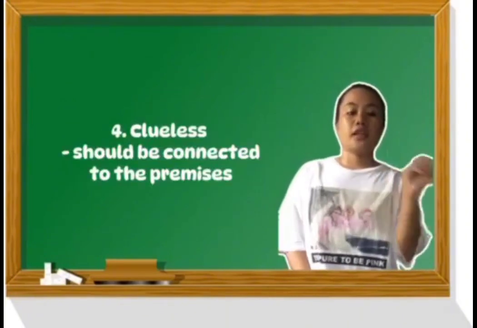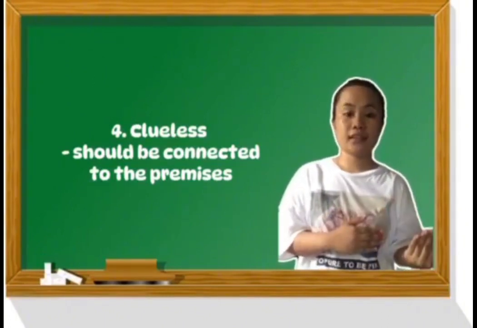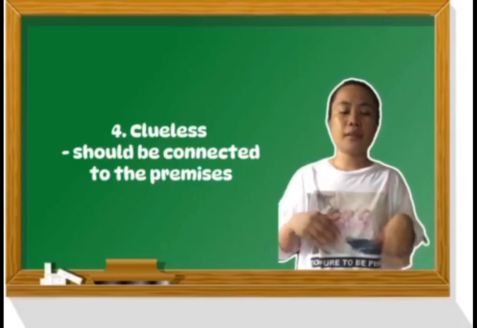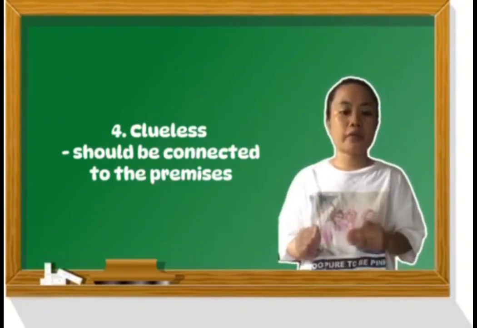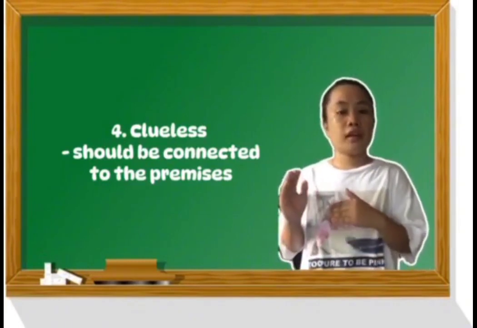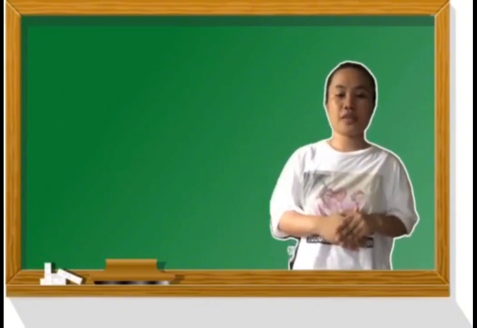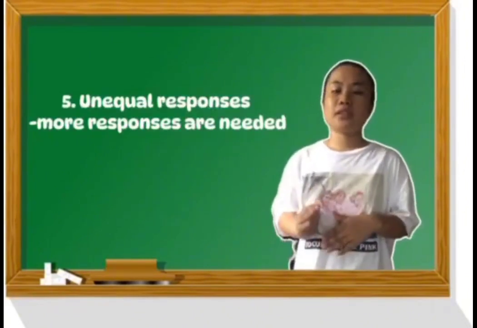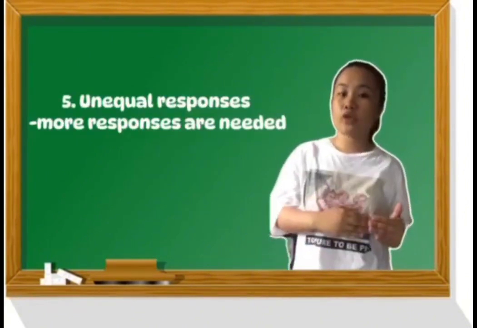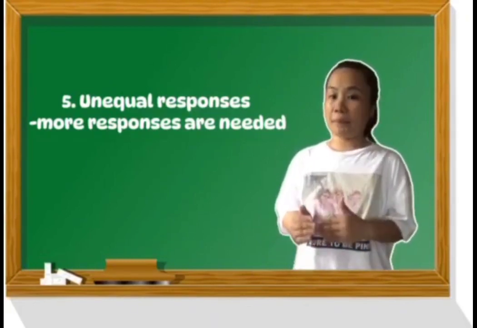Number 4, clueless. Ensure your premises don't include hints through grammar, for example implying the answer must be plural, or hints from word choice, like using the term itself in a definition. Number 5, unequal responses. In an ideal world, you should present more responses than premises, so the remaining responses don't work as hints to the correct answer. This is not possible when using a template.